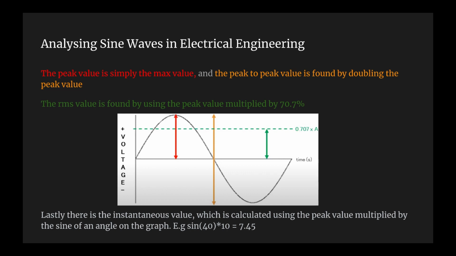Lastly, the instantaneous values indicate the value of the sine wave at any given moment, calculated using the peak value multiplied by the sine of an angle on the graph.